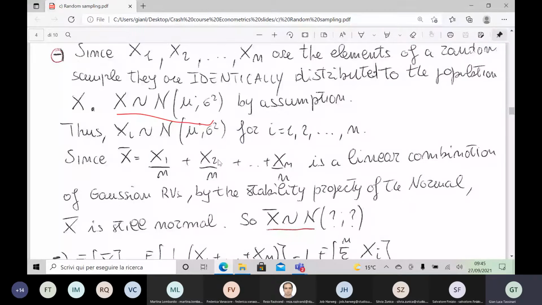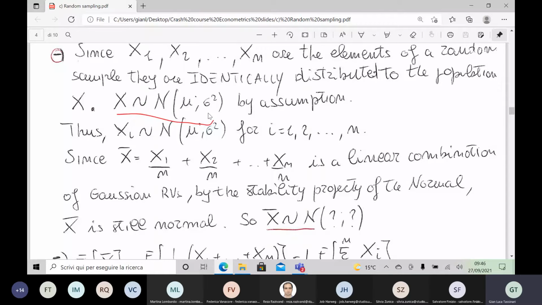So since x bar is a linear combination of n normally distributed random variables with coefficients 1 over n, 1 over n, 1 over n, then x bar, thanks to the stability property of the normal, the stability property number 2 that we studied in the last lecture, is also normal. So we find out that if the population is normal, then the sample mean is also normal. So you see that the assumption was fundamental.